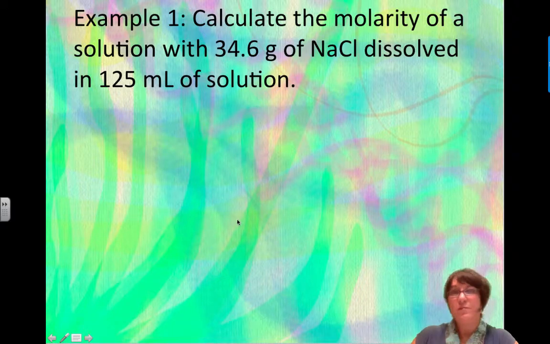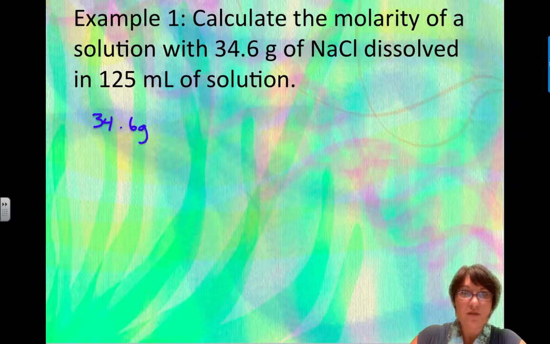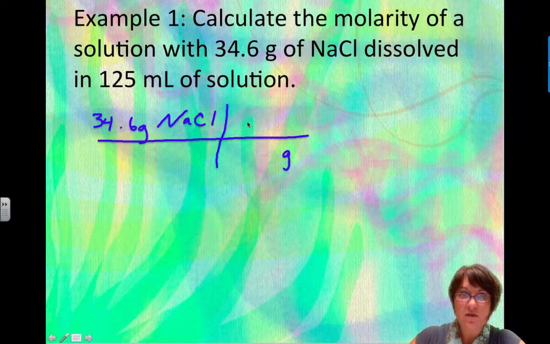So let's look at an example. We'll do a calculation. We want to calculate the molarity of a solution with 34.6 grams of sodium chloride dissolved in 125 milliliters of solution. So my first step is to figure out how many moles we've got. If there are 34.6 grams of sodium chloride, then how many moles would that be? Remember how to turn grams into moles? Right? Crisscross to cancel. So I'm going to put grams on the bottom and moles on the top. In every 1 mole of sodium chloride, there's 58.5 grams. 1 sodium plus 1 chlorine.